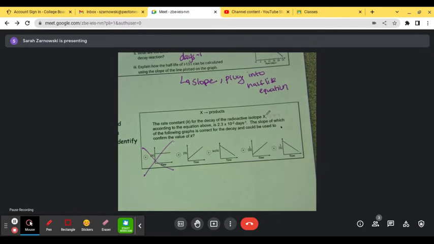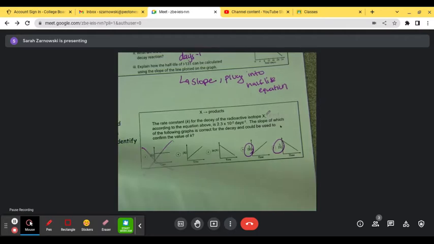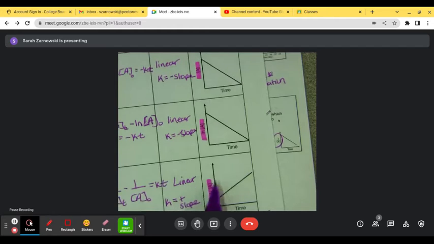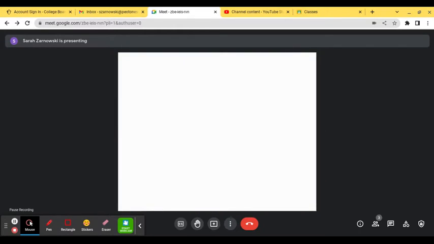Okay, now we have to look at units. So if you have 1 over x, I go over here to my original notes. If I have 1 over the concentration, here's 1 over the concentration, that means it is, oh shoot, it just went out.